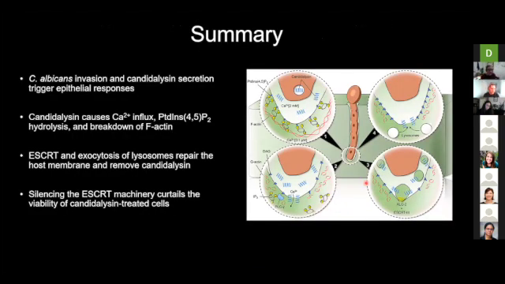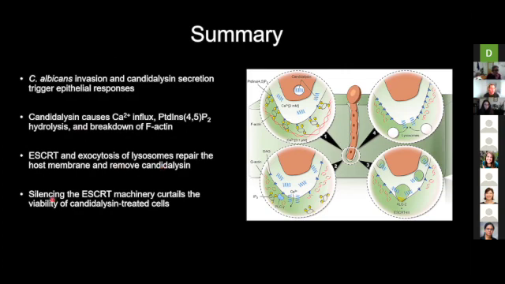So this is a lot of data, and I'm not sure if you all followed it, but this is a short summary here. The key message is that we know that Candida albicans invasion and Candidalysin secretion triggers various epithelial responses. And the damage causes calcium influx. It causes hydrolysis of this lipid here. And when we hydrolyze this lipid, you also lose the cortical actin, which is what we find in the deep pockets. But then as a response to this, the epithelial cell induces ESCRT recruitment and exocytosis of lysosomes to repair the plasma membrane and to remove Candidalysin away from the plasma membrane.